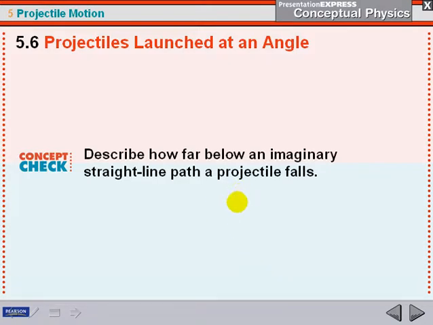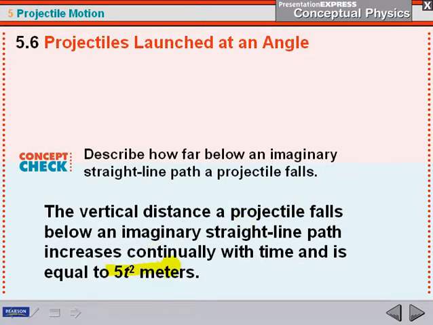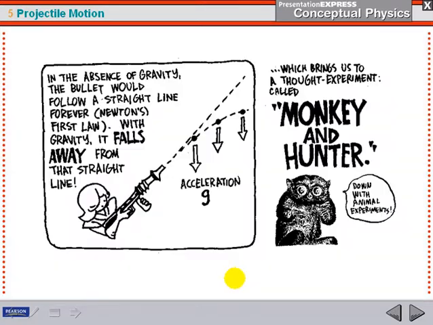Describe how far below an imaginary straight line path a projectile falls. It's going to be 5 t squared meters. And remember, we found that from d equals 1/2 g t squared.